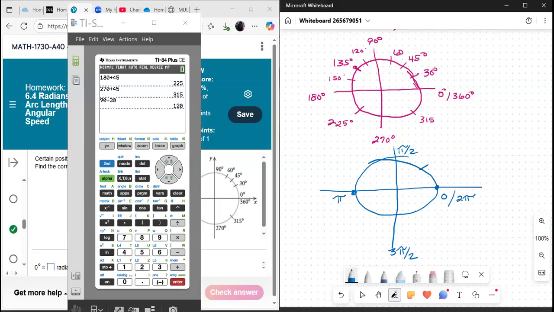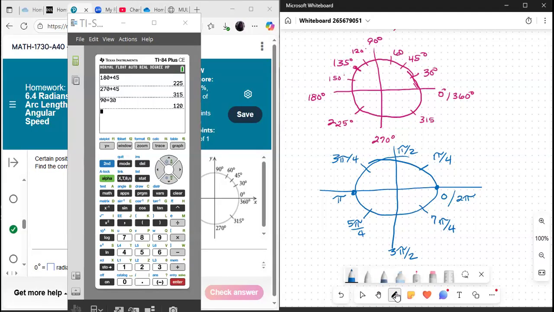If we split this in half, half of pi over 2 is pi over 4. So there's 1 pi over 4, 2 pi over 4. Here's 3 pi over 4, 5 pi over 4, 6 pi over 4, which is 3 pi over 2, and then 7 pi over 4.